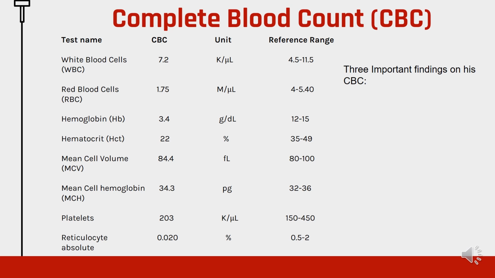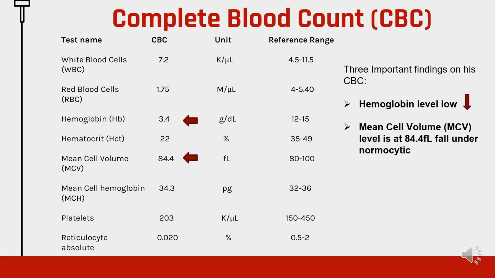So the question is asking about three important findings on this 48-year-old man's complete blood count. The first important finding is the hemoglobin level. The hemoglobin level is low, which is only 3.4. The second important finding is that the MCV level is only at 4.4 femtoliter, which falls under normocytic. And the third important finding is that the level of reticulocytes is low, which is only 0.02%.